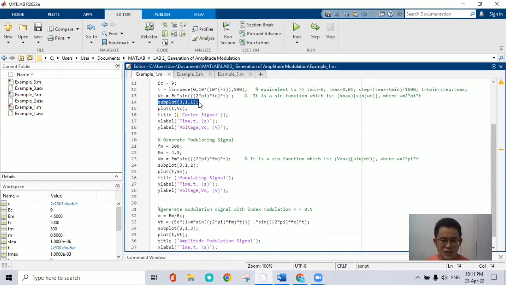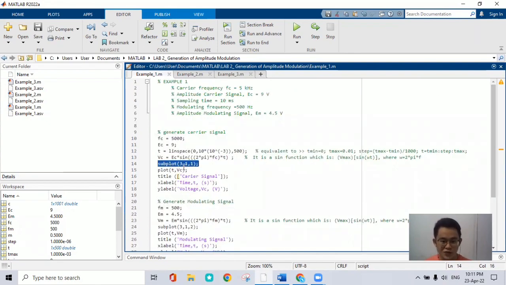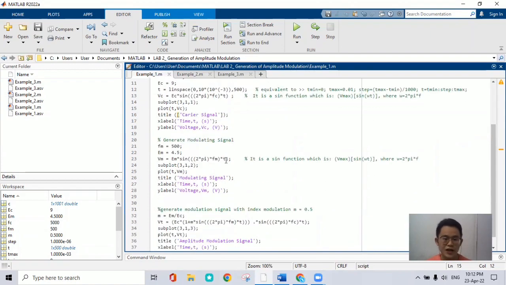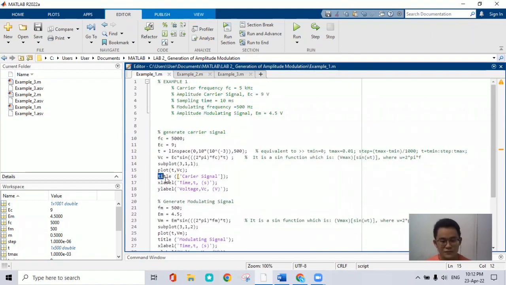After that, this subplot means that we need to pick a place for our graph to be put. For example, subplot 3, 1, 1. This means we will have a 3 by 1 dimension table, and the 1 is the place that we want to place our graph. So there will be 3 rows and 1 column, and we will place this carrier signal in the first place of the table. After that, we will plot the graph and also add the title and the labels for the x-axis and the y-axis. Here, I have already made the title as carrier signal, the label for the x-axis is time, and the label for the y-axis is voltage.